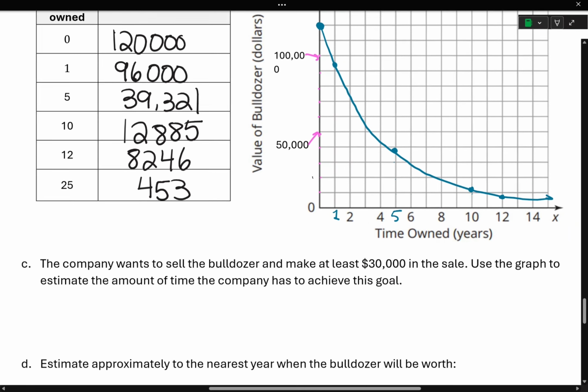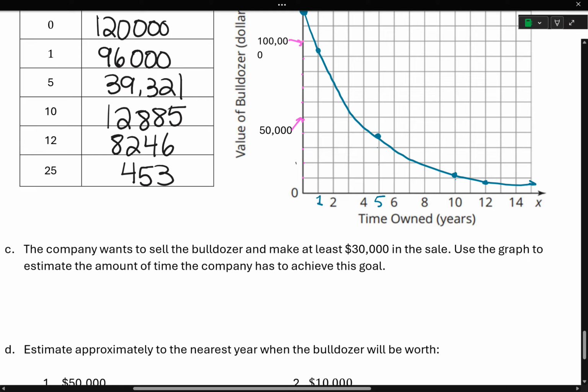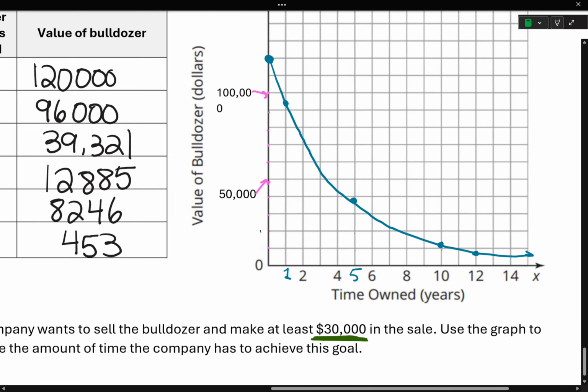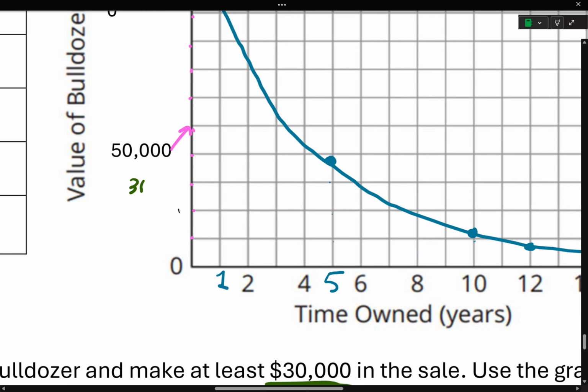Okay. Let's analyze some questions. The company wants to sell the bulldozer in time to make $30,000 off of it. So, when should they sell it by? Well, let's see. This here is 30,000. Let's see where it hits our graph. Boom, there it is. Well, it's before 6, it's after 5 years. If we sold it at 6 years, it would be below 30,000.